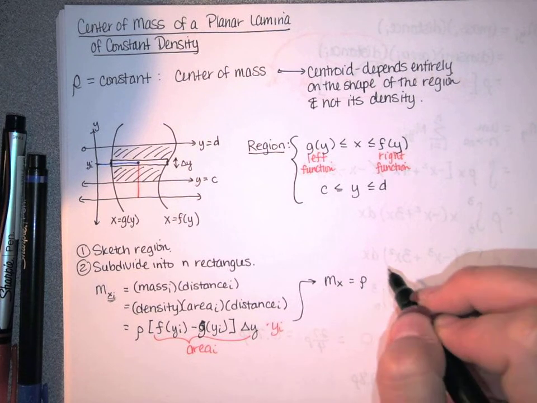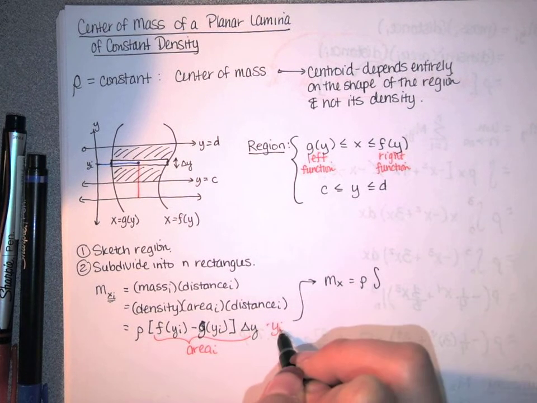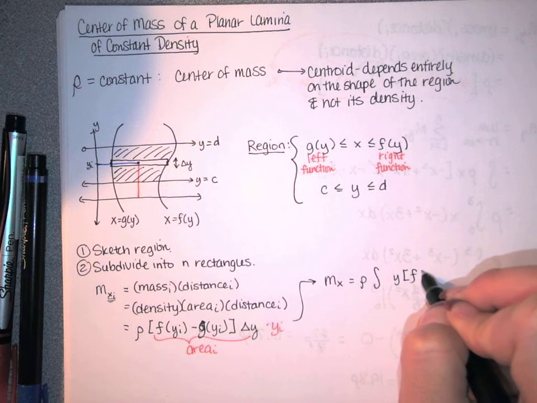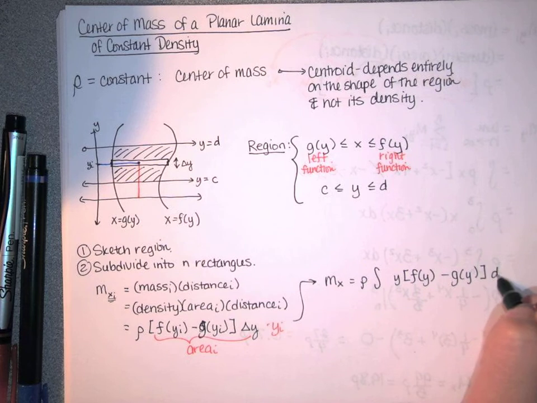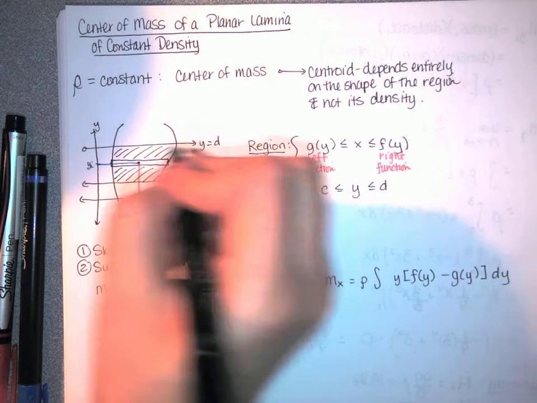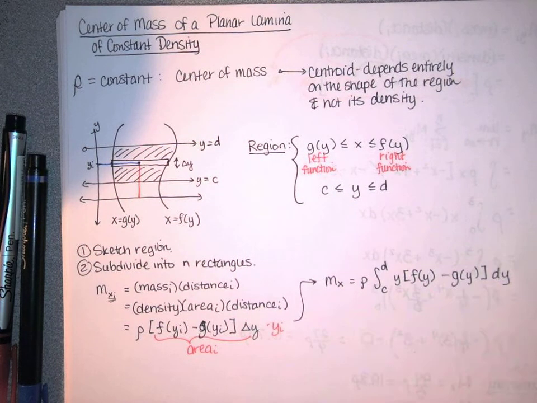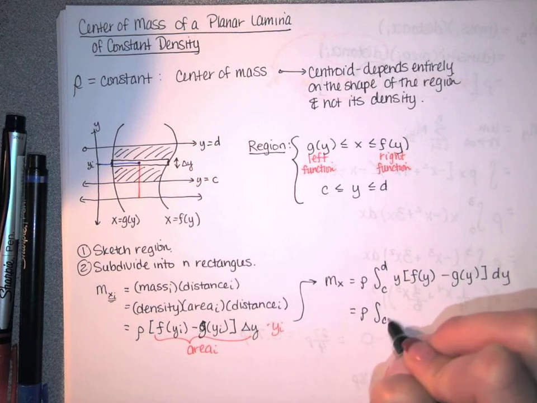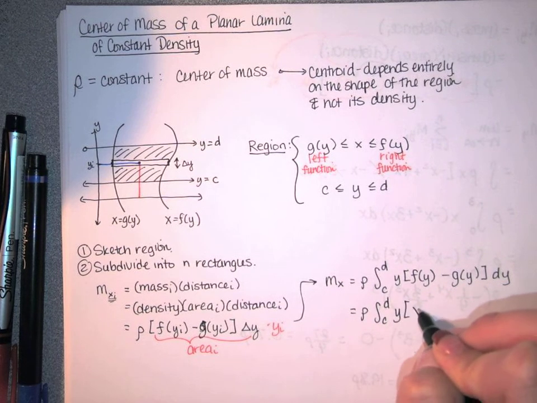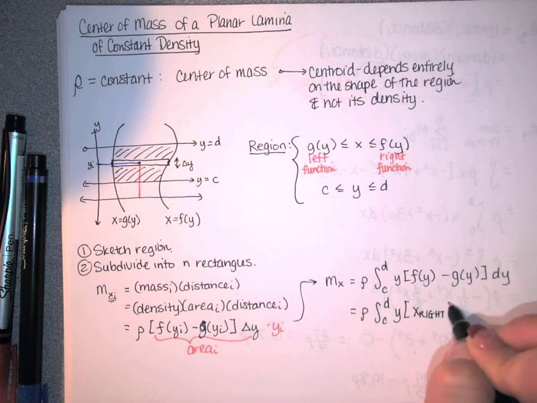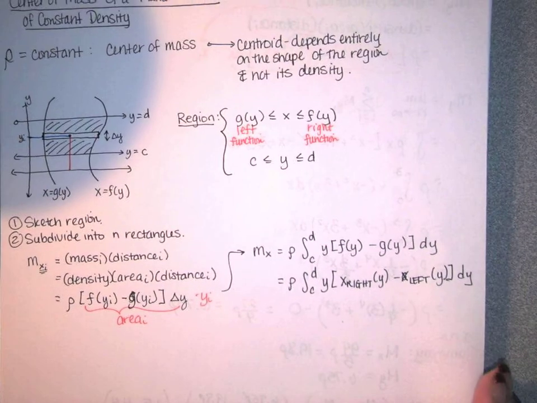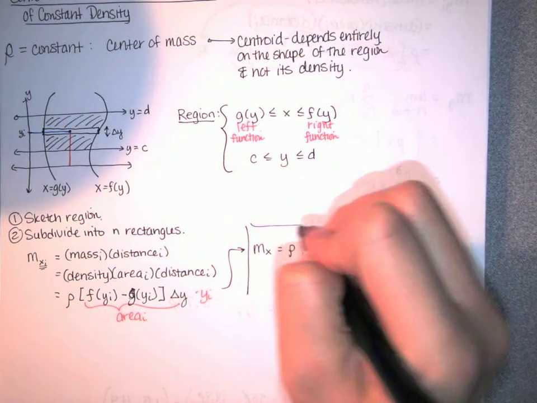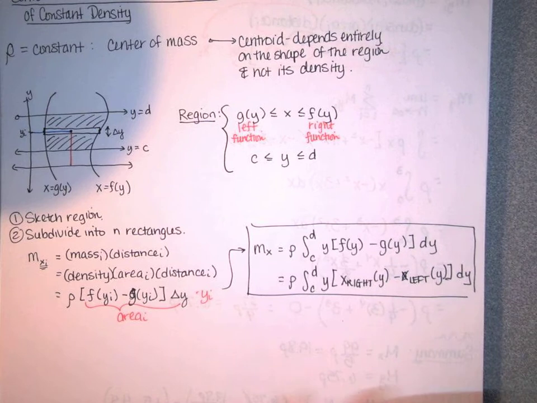We have rho, we can factor that out because it's constant, and now I've got a y times the right function minus the left function, dy, and we're going to integrate from this y value to this y value, so that's y equals c to y equals d. Now I might prefer, especially in this case, to remind myself this is x on the right as a function of y minus x on the left as a function of y times dy. That's what we're trying to do. That's the moment about the x-axis for this region.